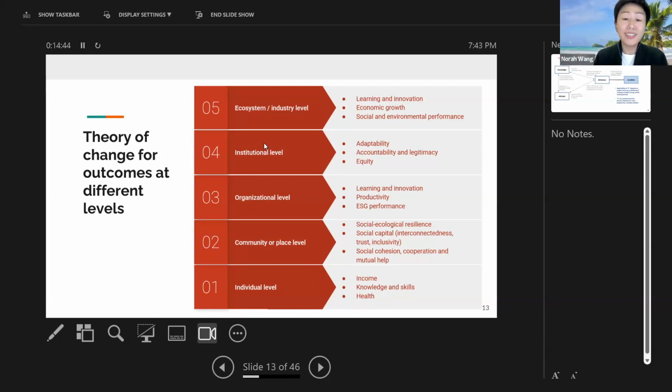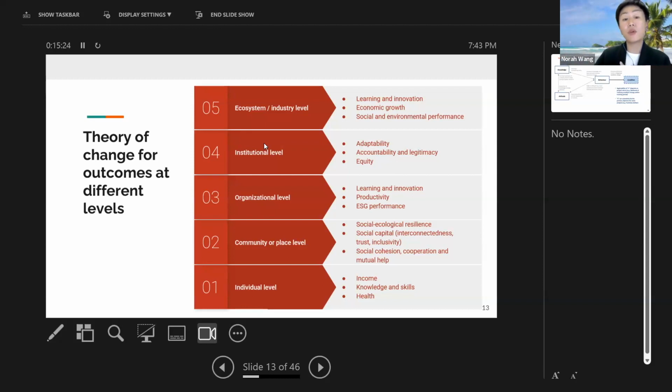I understand that the Jockey Club SPEC model is so widely used, so sometimes we can't really jump out of the framework, right? We apply the framework to all kinds of interventions, but actually the model is mostly used for individual level interventions. For community and place-based level interventions, we have different types of theory of change, and we also need to look at different outcomes at different levels. So I hope you know what I mean.